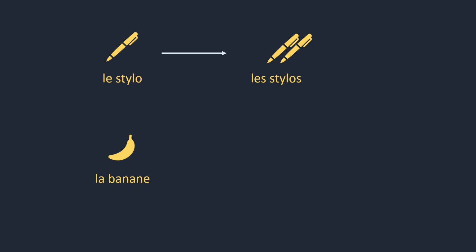Let's look at another example. So we have the banana, la banane. Once again, you just simply add an S at the end of the word banane, and you get bananes. Now what about la? Do we add an S at the end of la to make a plural? No. Actually, it's les again. Okay, so both the words le and la become les in the plural. And this is actually a good thing because that means in the plural, you don't have to think about whether it's le or la. You just say les. Alright?